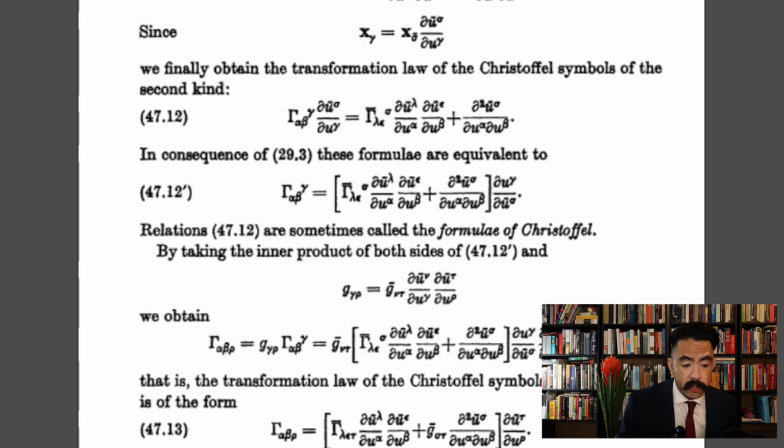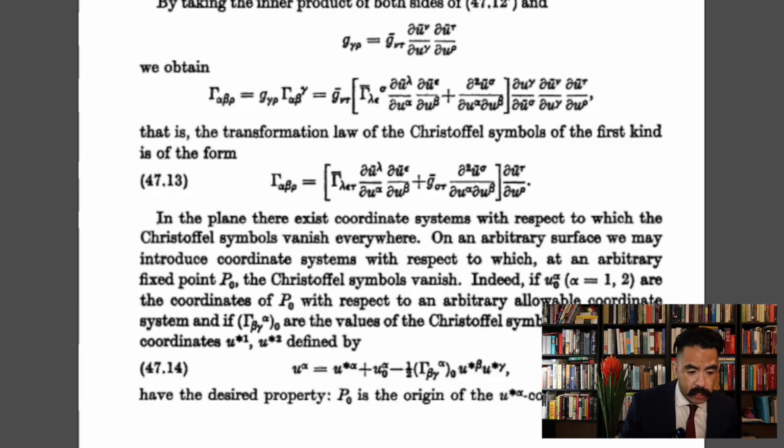By taking the inner product of both sides of the formulae of Christoffel and g_{γρ} equals ḡ_{ντ} ∂ū^ν/∂u^γ ∂ū^τ/∂u^ρ, we obtain Γ_{αβ,ρ} equals g_{γρ} Γ^γ_{αβ}, which equals ḡ_{ντ} times the quantity Γ̄^σ_{λε} ∂ū^λ/∂u^α ∂ū^ε/∂u^β plus ∂²ū^σ/∂u^α∂u^β, closed quantity, times ∂u^γ/∂ū^σ ∂ū^ν/∂u^γ ∂ū^τ/∂u^ρ.